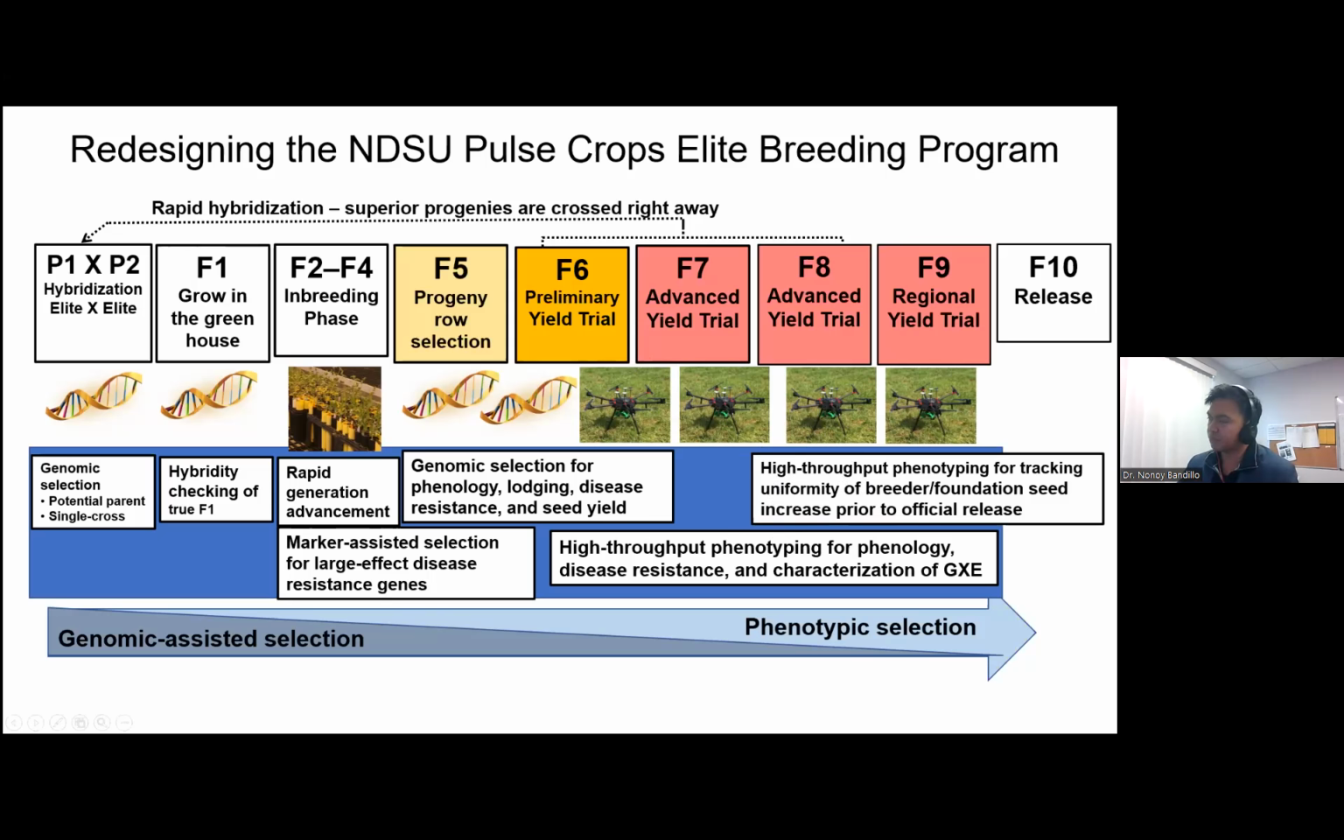Because when you release a line, you need to track the uniformity. You need to make sure that there's no possible segregant or any contamination on your seed or plants. Okay, and again, as I mentioned, we are utilizing this for tracking phenology, disease resistance, and better characterization of G by E. And I feel like phenotypic selection, whether through the use of HTP or manual measurement, is becoming more important here at the later stage of the program, because you want to see your plants in the field. I don't want to release any cultivar that has not been tested in the field.